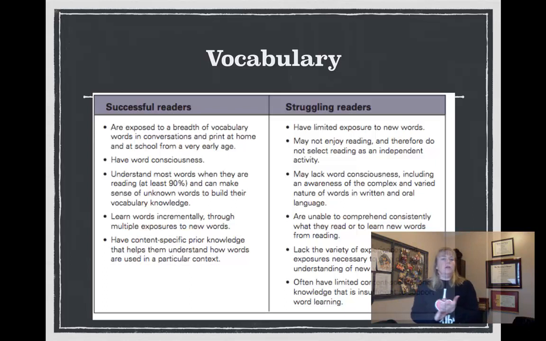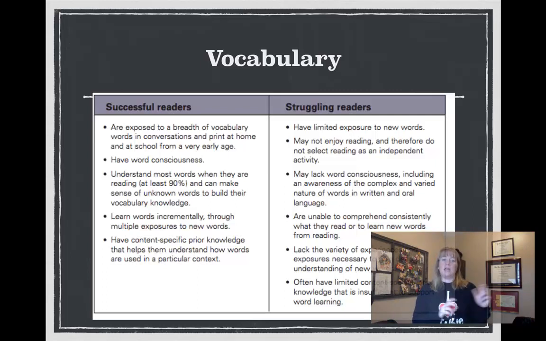So successful readers, they've been exposed to a lot of vocabulary, a lot of words in conversation. They've seen a lot of print at home. They've seen a lot of print at school. From a really early age, they're developing that vocabulary, okay? They understand 90% of the words they're reading. And they learn words pretty quickly, okay? Multiple exposures to a new word, but then they've got it. They've got it in their repertoire of words that they know.